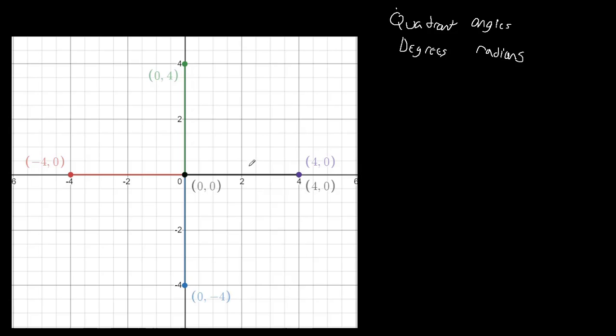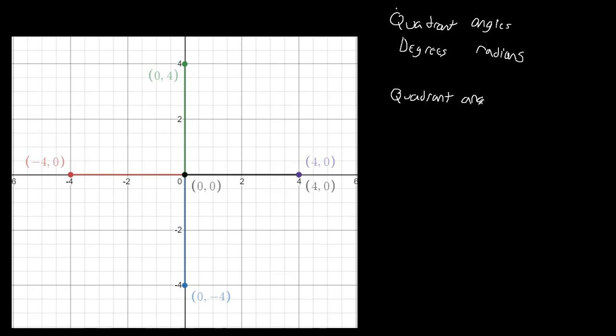I'm going to talk about the definition of both of them here, and then in the next video we'll relate the two to each other. And then I want to talk about quadrant angles because quadrant angles are a special type of angle that are actually used to give key points in these two measurement systems. So first of all, let's define what a quadrant angle is. Right, what is a quadrant angle?